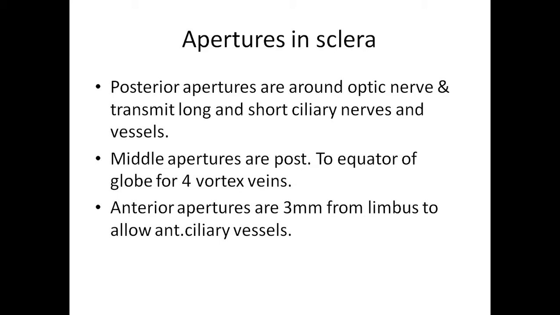So the presence of the vortex vein is a landmark to know whether you are at the equator of the globe. The eyeball is like a globe. So the vortex ampulla, if you see it through indirect ophthalmoscopy, tells you that you are at the equator of the globe. So you can correlate the lesions in the eye to the equator. Anterior apertures are 3 millimeters from the limbus to allow the anterior ciliary vessels.